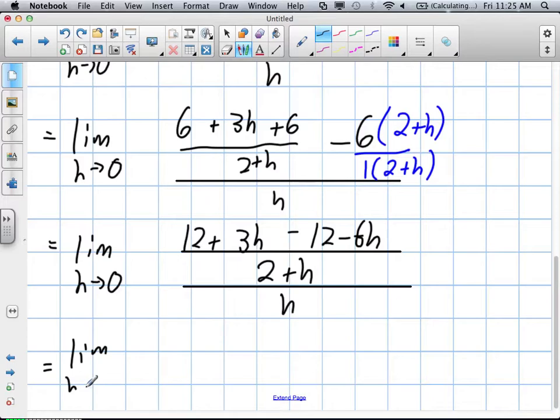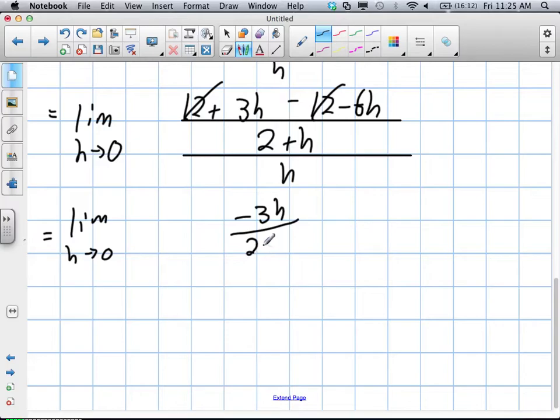Our limit as h approaches 0. We have 12 and negative 12, so these are going to cancel out. 3h minus 6h is going to give us negative 3h divided by 2 plus h, again divided by h. Now, I'm going to rewrite this. It looks like a fraction divided by a fraction, but more in a horizontal fashion. So negative 3h divided by 2 plus h, divided by h.